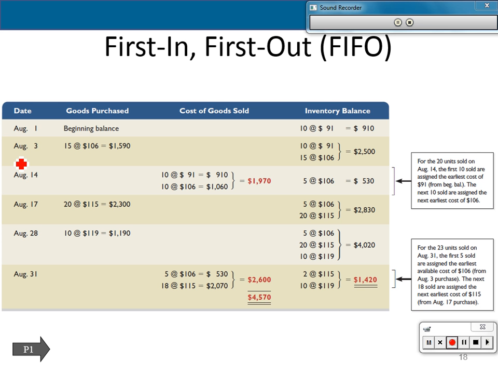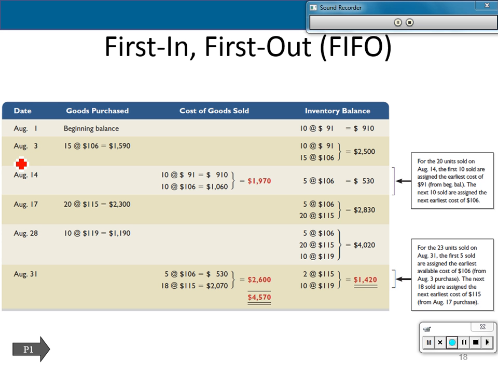Now we move on. They purchased some more items. They purchased 20 at $115. So now we still have 25 units, 5 at $106, 20 at $115. On August 28th, they purchased more units, 10 units at $119. So now we have 5 units at $106, 20 units at $115, and 10 units at $119.